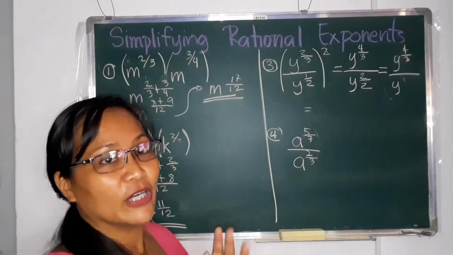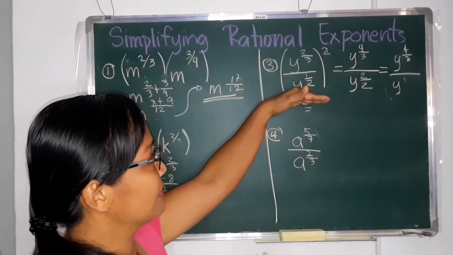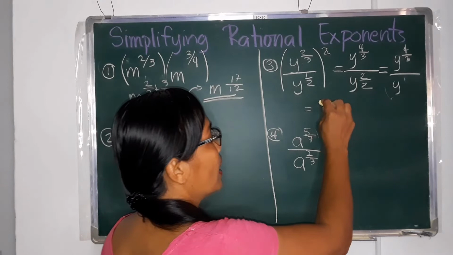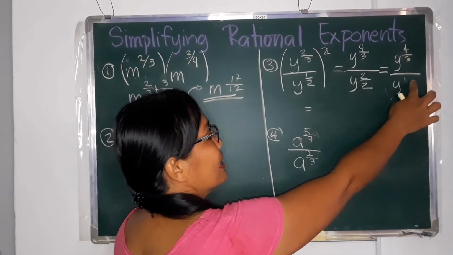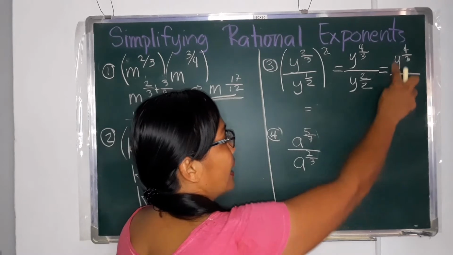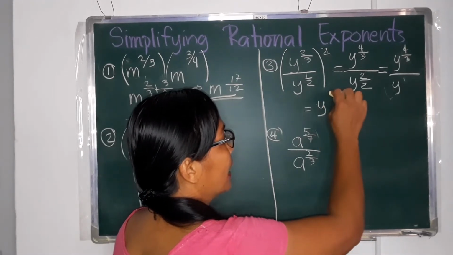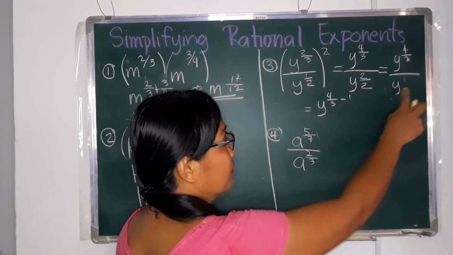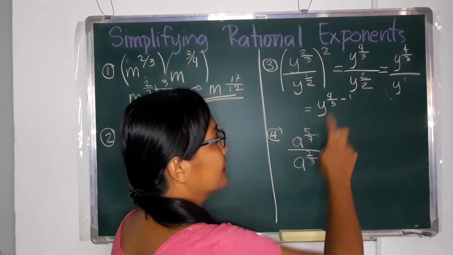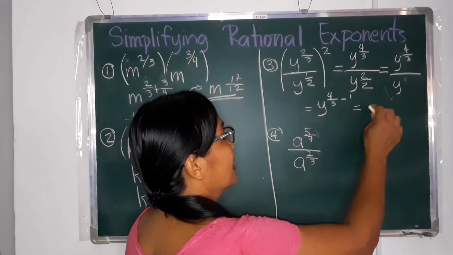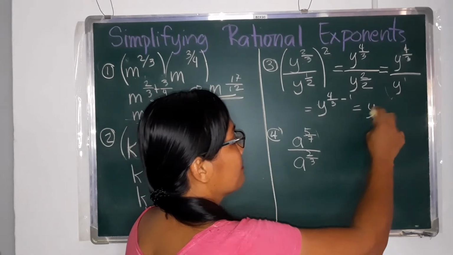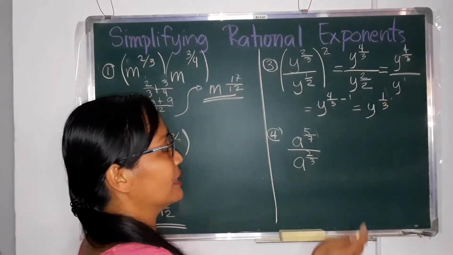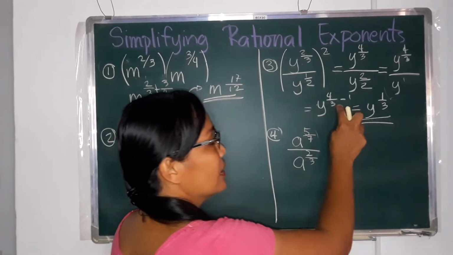So, the rule for division: when we talk about exponents, we're going to subtract. So, y, since 4/3 is bigger than 1, let's move it to the numerator. So, y to the 4/3 minus 1, we have exponent 1 here. So, 4/3 minus 1 is 1/3. Therefore, our final answer is y to the 1/3. How do we get the y to the 1/3? So, this is our final answer. So, let's do this one.